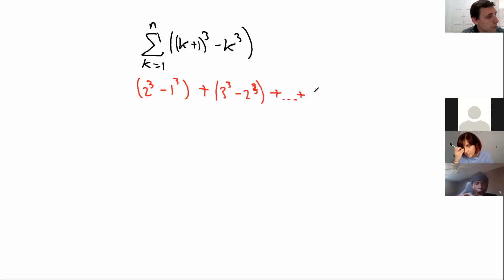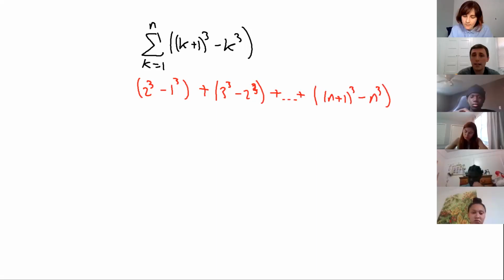And so on and so forth until I reach n plus 1 cubed minus n cubed. You agree? This summation is just a shorthand for that. Now, what is happening here? Do you see that I am adding a bunch of cubes and I'm subtracting a bunch of cubes? Do you agree? Now, I'm subtracting everything except for n plus 1 cubed. That's the only thing that is not subtracted, right?